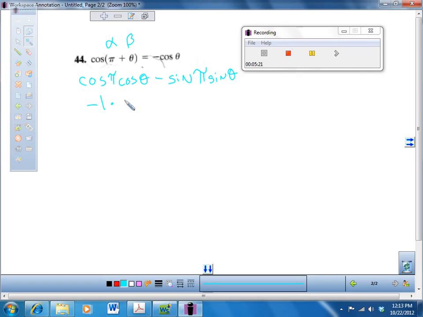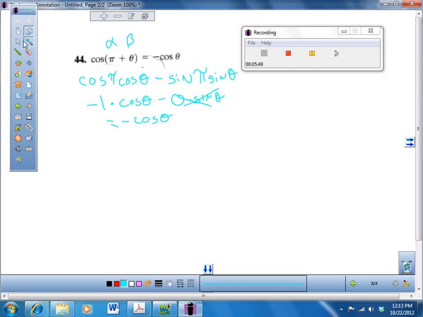And times cosine of theta, you just leave that as cosine of theta. And the sine of pi is 0 times sine of theta. And what happens is this goes away. So you've now shown that this is equal to negative cosine of theta. And that's all you have to do. That's easy, right? Okay.